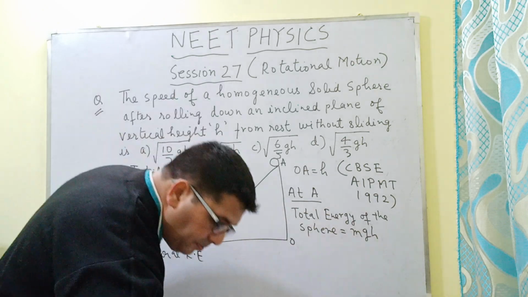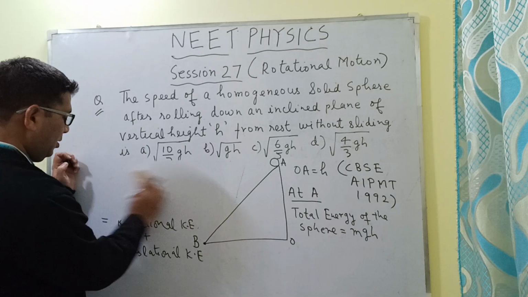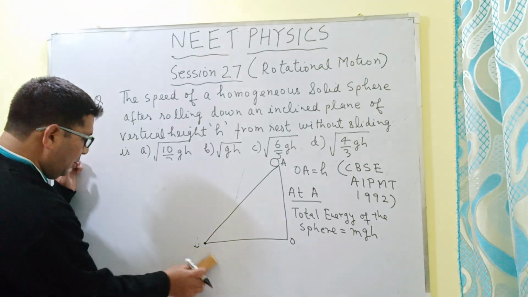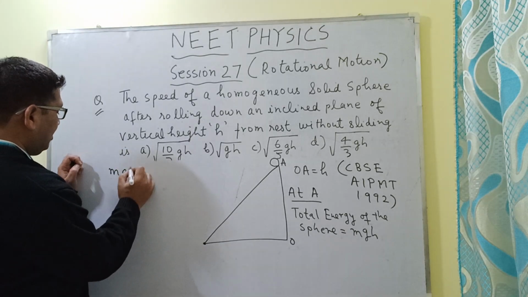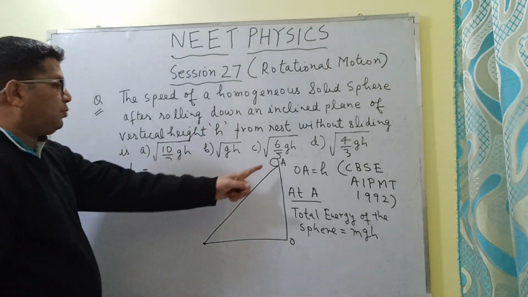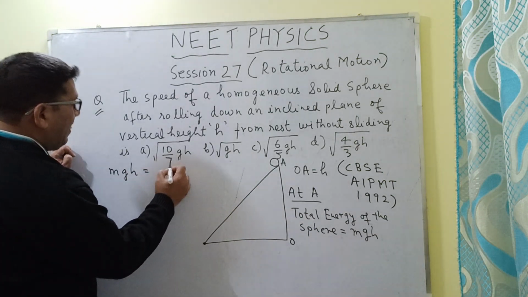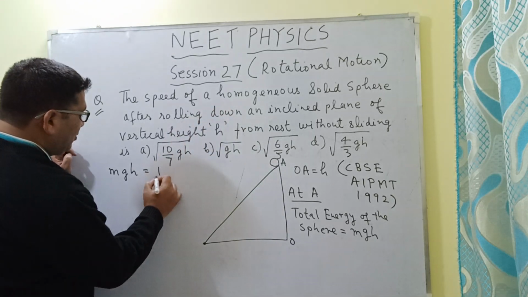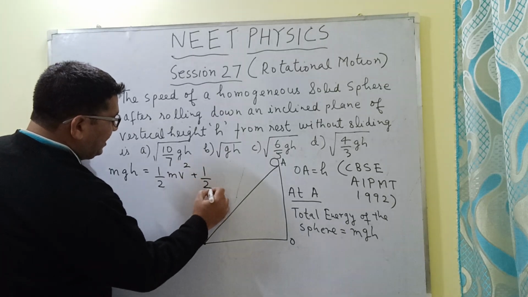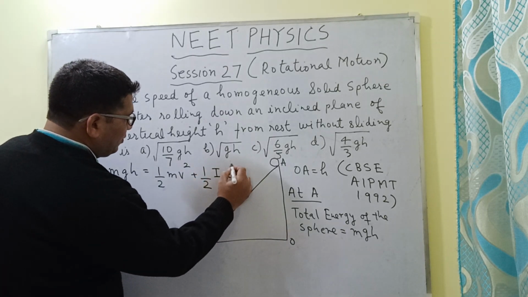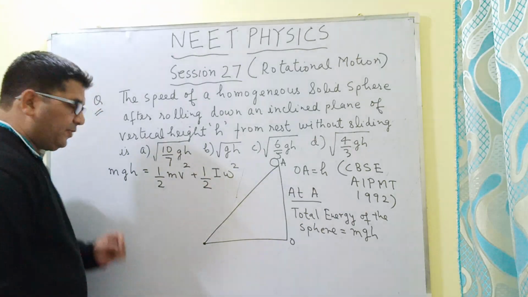So we can say that mgh, the total energy of the sphere at this point A, will be equal to the translational energy of this solid sphere, that is equal to half mv square, plus the rotational kinetic energy, which is equal to half I omega square, where omega is the angular velocity and I is the moment of inertia.